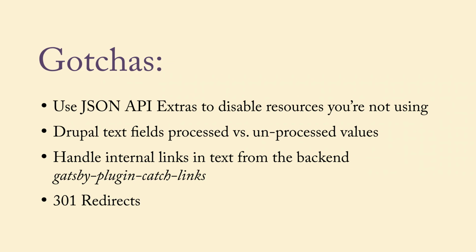A couple gotchas or things to think about if you're going to work with Gatsby and Drupal. Definitely use the JSON API Extras module. It allows you to disable JSON API resources that you're not using, which helps speed up the build time. It also helps reduce the attack surface of your Drupal site. Why expose data or possible egress points that you don't need to?